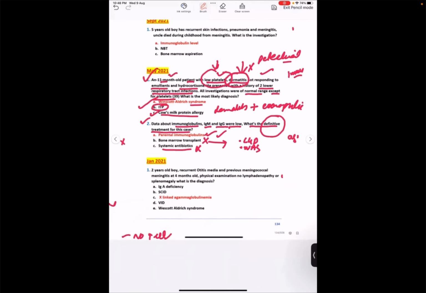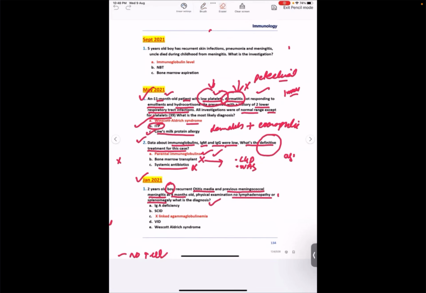Next is this one again: a 2-year-old boy, recurrent otitis media and previous meningococcal meningitis at 4 months old, physical examination, no lymphadenopathy, no splenomegaly. What is your diagnosis? So this is the second approach which I told you before. You must think of what the inheritance is.